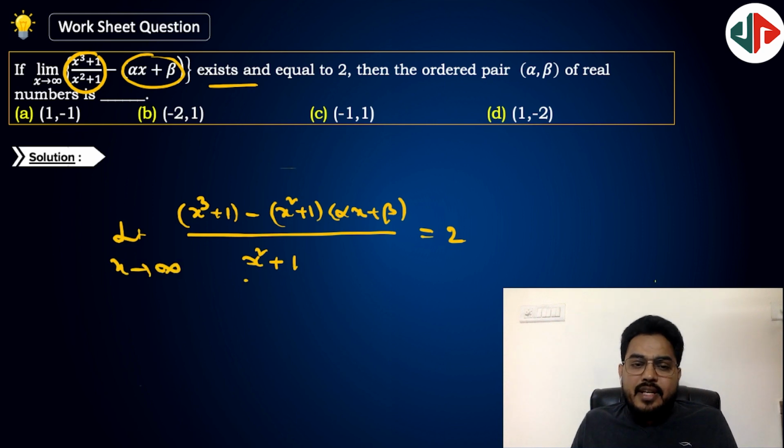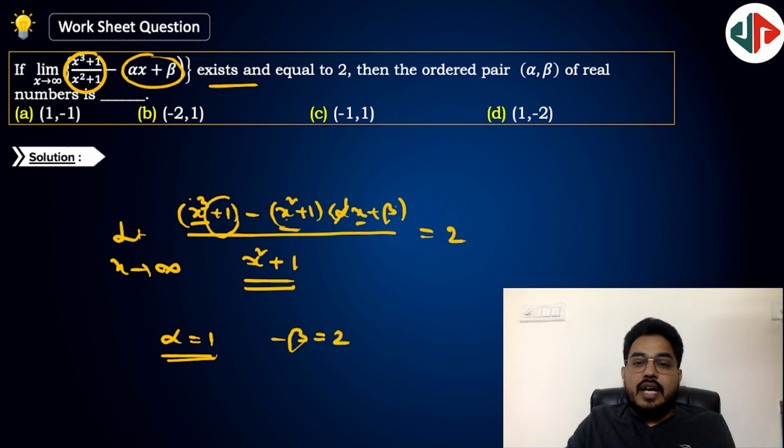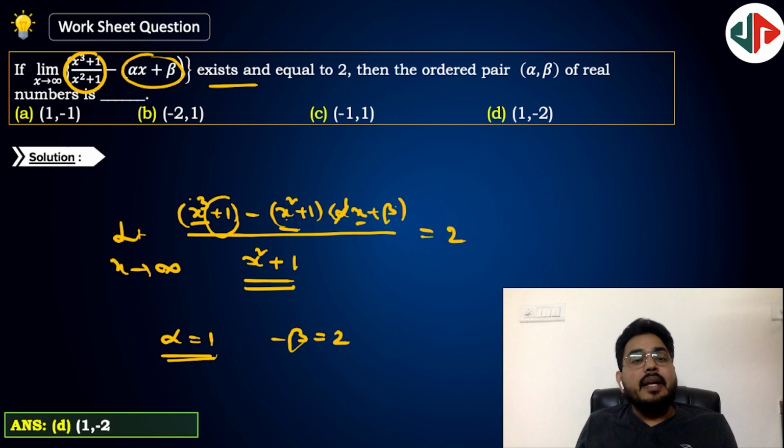So the denominator is second degree. So the numerator should be second degree, but here there is x cube. So clearly alpha is equal to 1. If alpha is equal to 1, the x cube will be cancelled. Now the next coefficient is the x square coefficient. Nothing is there on one side; here x square has beta. So minus beta is equal to 2. So the answer is 1 comma minus 2.